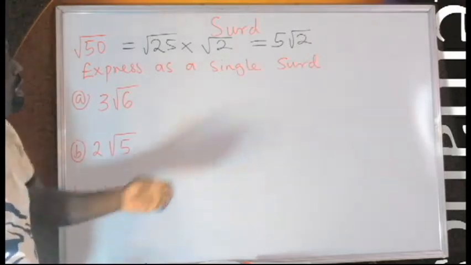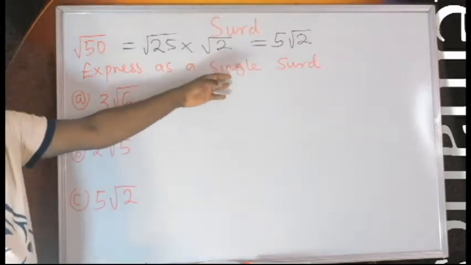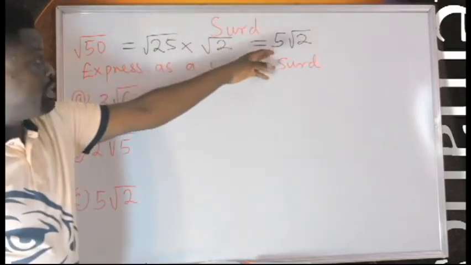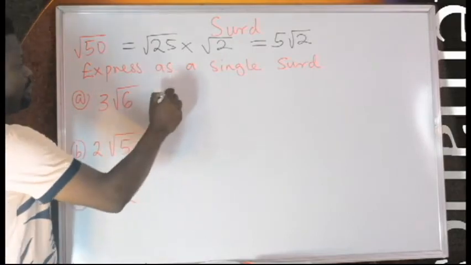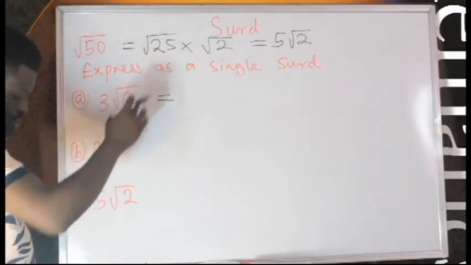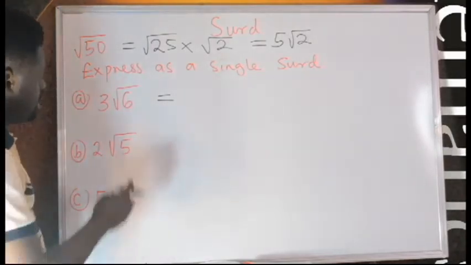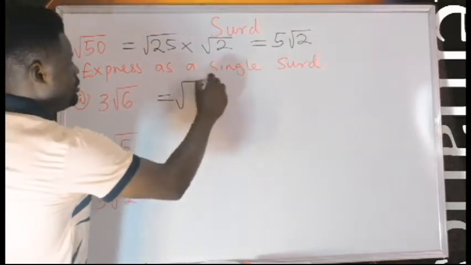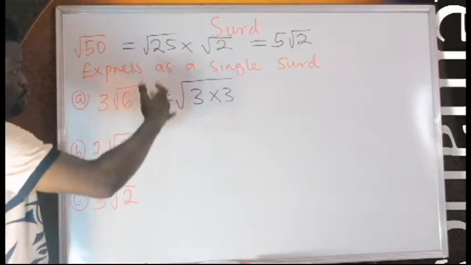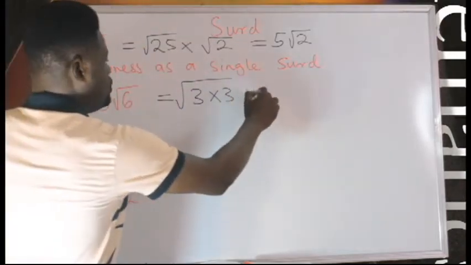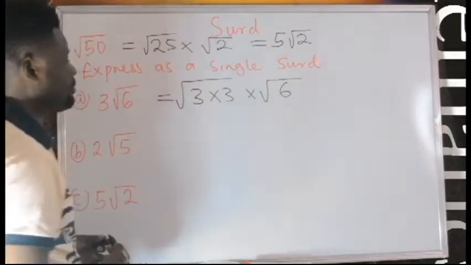Now we want to convert this back to a single surd. So that's what we have to do here. We have 3 root 6. This 3 that is outside becomes 3 times 3, it multiplies itself, then you put a square root times the root of 6.